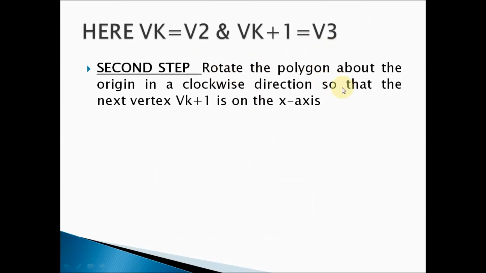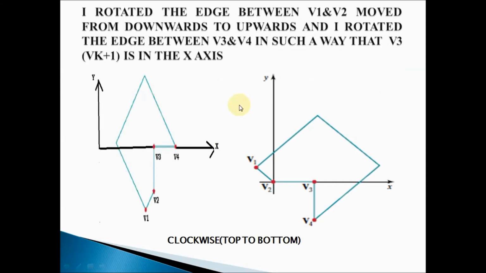Yes, that is the right procedure, no problem. But while rotating, you have to understand one thing here. The next vertex vk plus 1 is on the x-axis. When I rotate v3 and v4, I should consider that v3 should be on the x-axis. That is, vk plus 1 is on the x-axis. You can see here v3 is on the x-axis. That's why I rotated downwards, guys. Getting? It is in the clockwise direction.